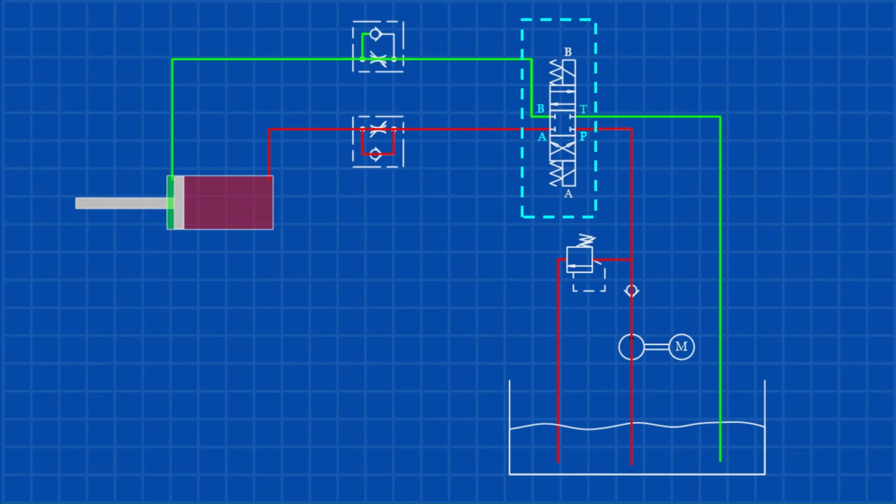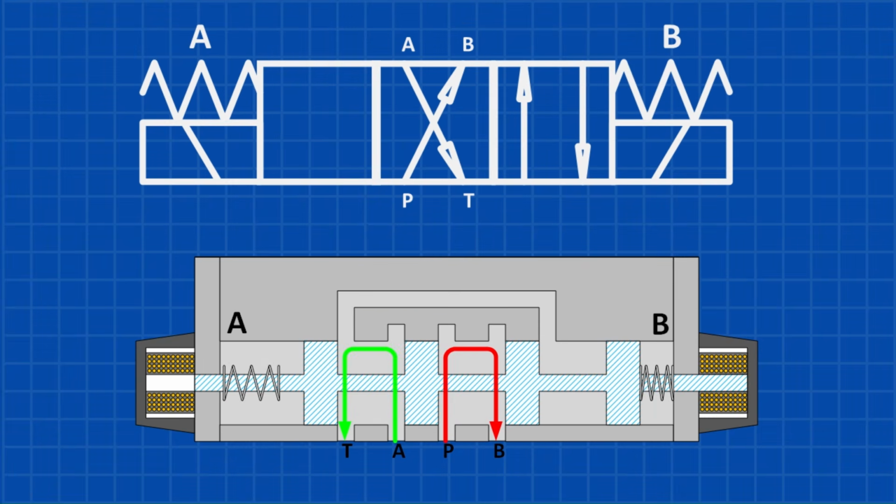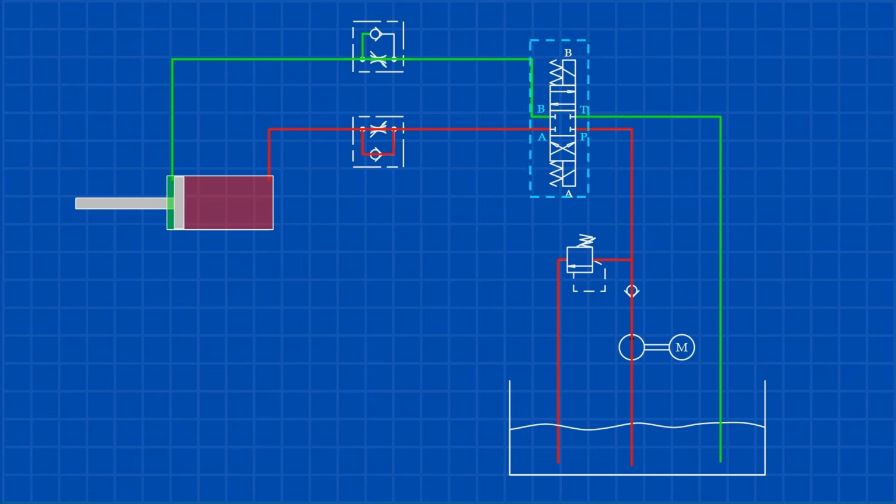Now let's talk about retracting the cylinder by energizing solenoid B. Let's start again with the cylinder fully extended and the directional valve in its center position. When solenoid B is energized, the spool shifts to the right, connecting pressure port P to port B and port A to the tank. This causes the cylinder to retract. In the next clip, pay close attention to the valve operation to see how this process works.